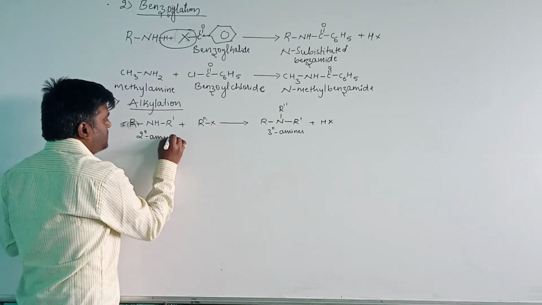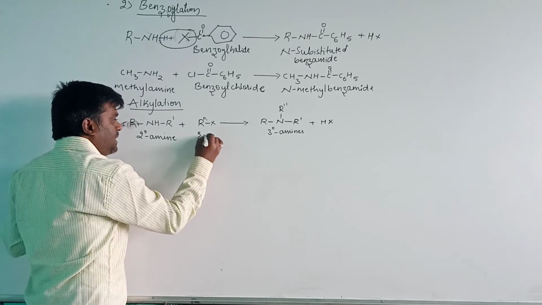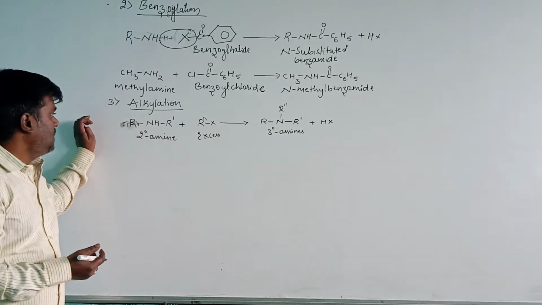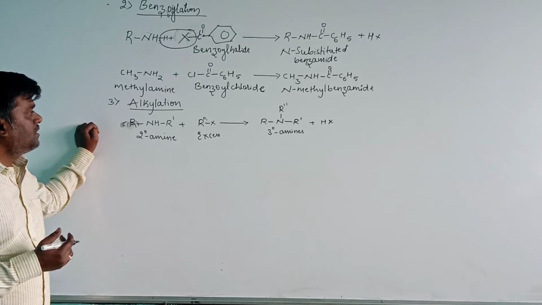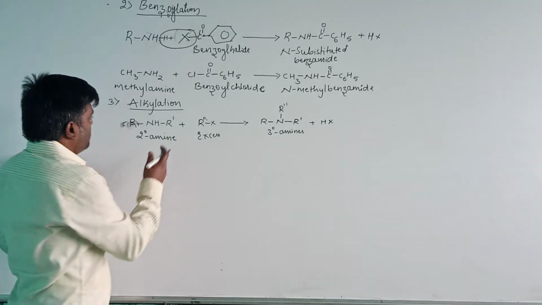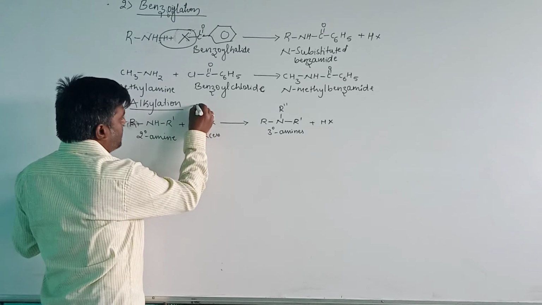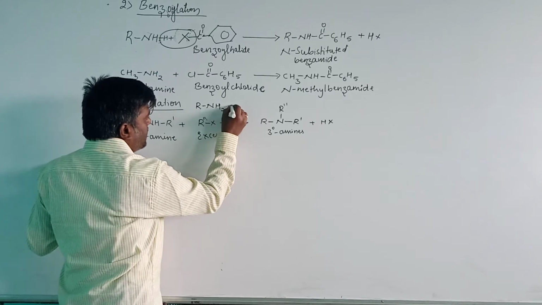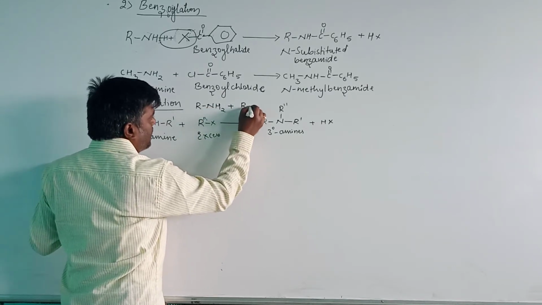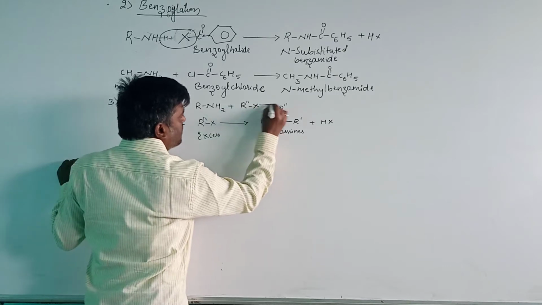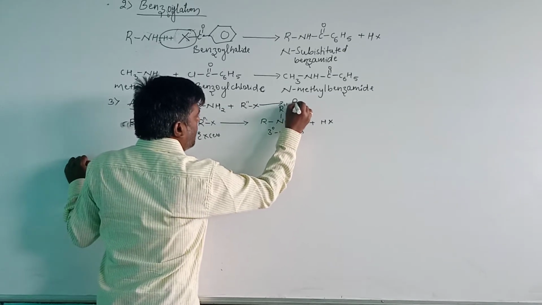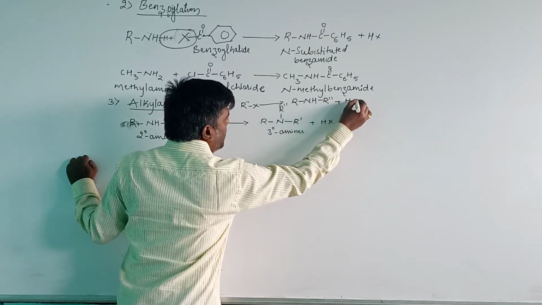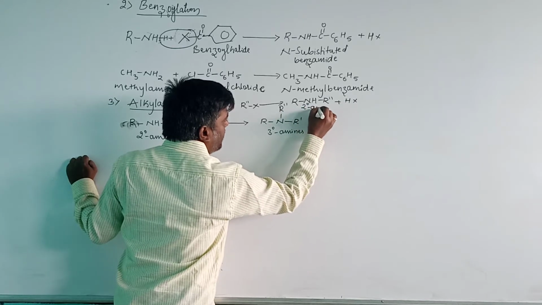When the secondary amine reacts with an excess amount of alkyl halide, it will undergo further alkylation to form a quaternary ammonium salt. Now take the first reaction: the primary amine R-NH2 reacts with the alkyl halide R'X and gets converted into R-NH-R' plus hydrogen halide. Here the compound is the secondary amine.